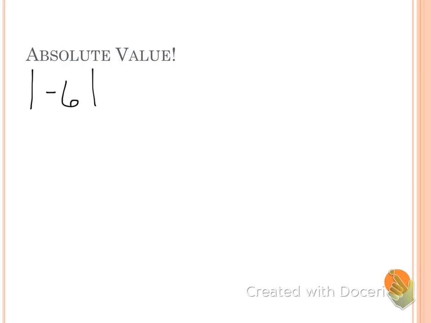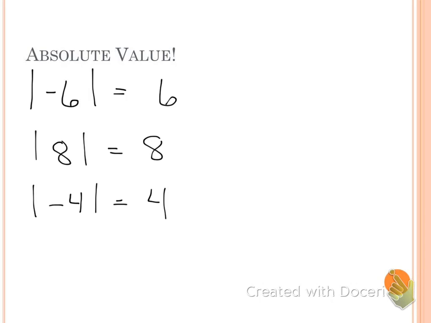Absolute value is just the number without a sign. All I'm looking for with absolute value is how many units it is away from 0. I don't care if it's positive or negative. So the absolute value of negative 6 is just going to be 6. The absolute value of 8 is just going to be 8. The absolute value of negative 4 is just going to be 4. So it's how many units is it away from 0? I don't care if it's positive or negative. That's not what absolute value is asking. It's asking how many units it is away from 0.